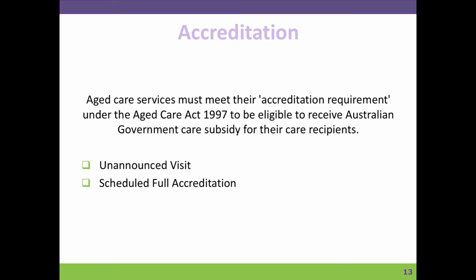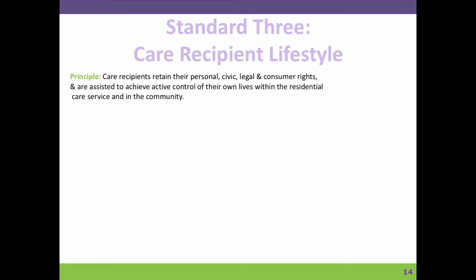Let's now look at the accreditation standard that relates directly to leisure and lifestyle staff that work within residential aged care facilities, and how accreditation and the process can impact on your work role. The standard that relates directly to leisure and health is Standard 3, Care Recipient Lifestyle. The principle of this standard is care recipients retain their personal, civic, legal and consumer rights and are assisted to achieve active control of their own lives within residential care services and the community.